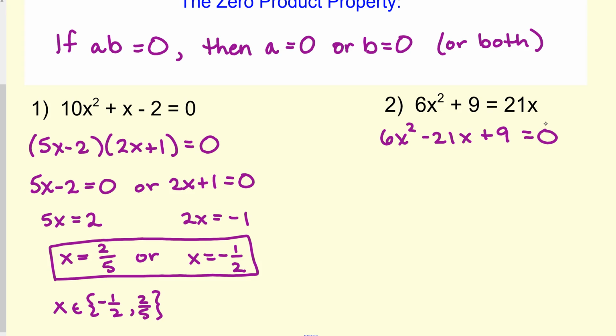Notice that all the coefficients on the left side are divisible by 3, so if we go ahead and divide both sides of the equation by 3, we get 2x squared minus 7x plus 3 equals 0, and that's just going to make it a lot easier to factor. It will still work out to give us the same answers if we don't divide the equation by 3, but it'll be a lot harder to factor if we don't. So now that we have this, it turns out that it is factorable, and it factors into 2x minus 1 times x minus 3.